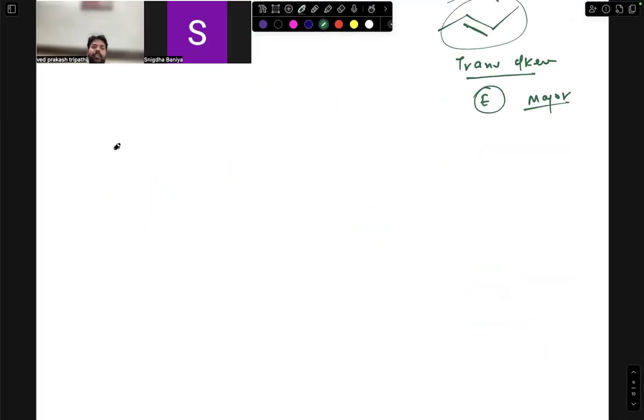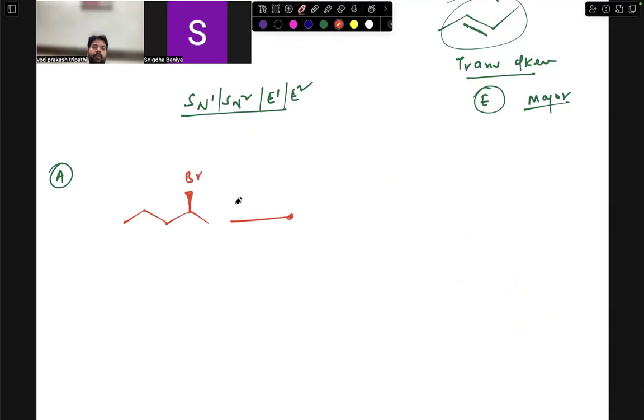Let's do some exercise. So here problem 1, we have to find out the nature of reaction: SN1, SN2, E1 or E2. Clear? Just look at the first reaction.